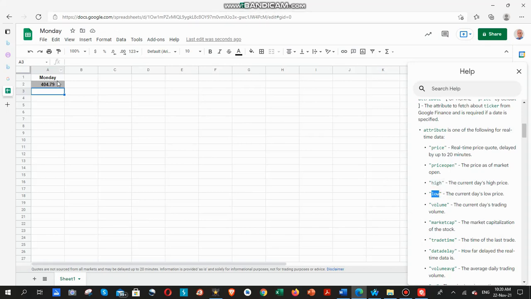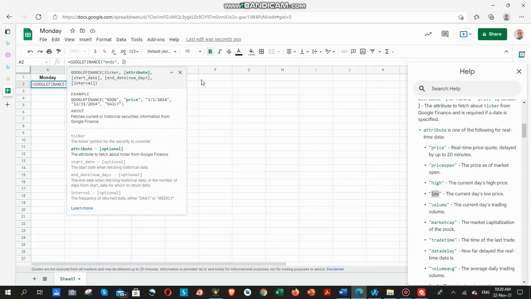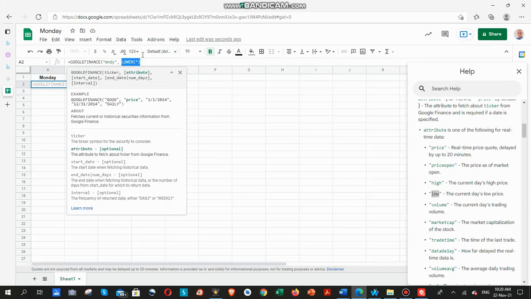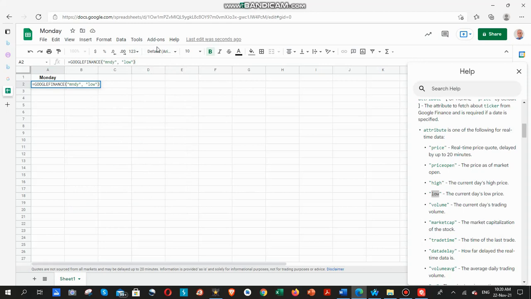Let's see how low it traded. So far it's gone down as far as, well, I forgot the quotation marks. Getting in a bit of a mess here. Quotation marks, low, brackets. 368. So it's been trading between $368 and $404.